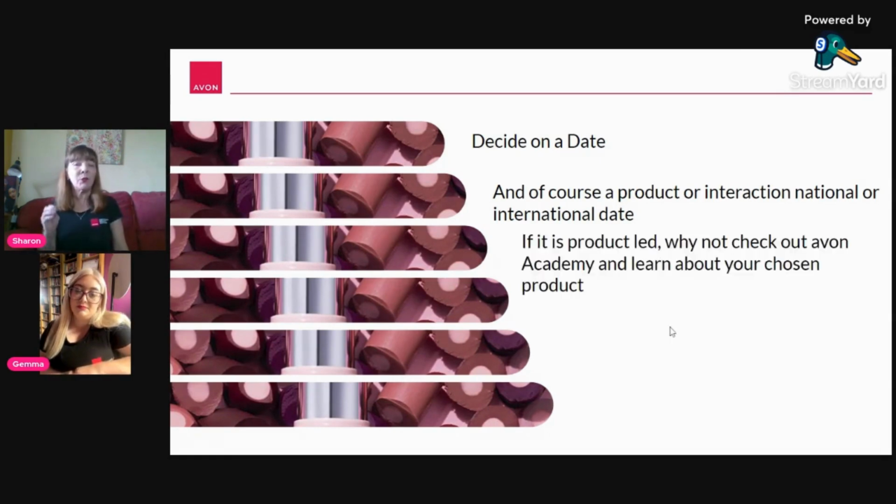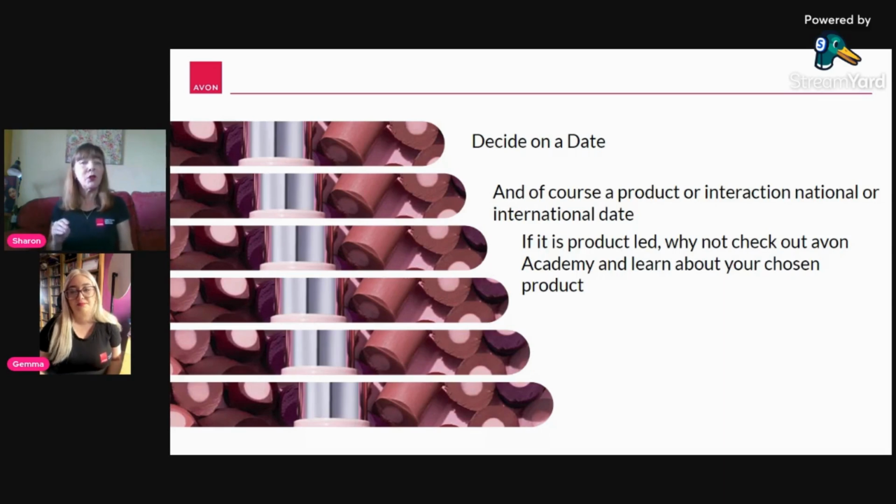And then if it's product led and you don't really know a lot about the product that you've chosen, then head over to Avon Academy, because there will be information there to help you about learning about your product. And then you're going to sound more knowledgeable, whether it be just a static post or a video, however you choose to do it. Then plan your post. Don't just think, oh, I'm just going to do it. Think about how you want to present that to your followers.